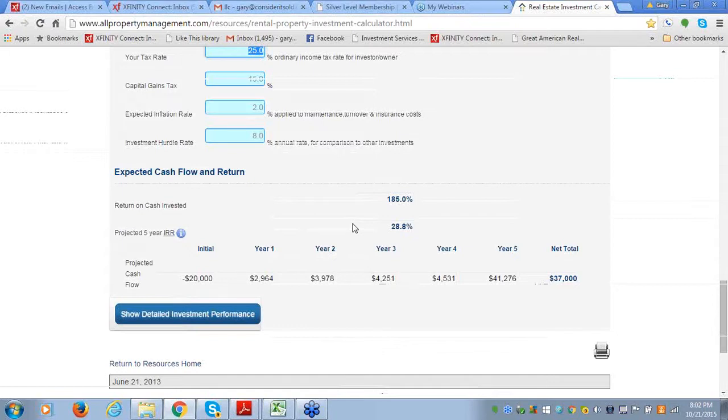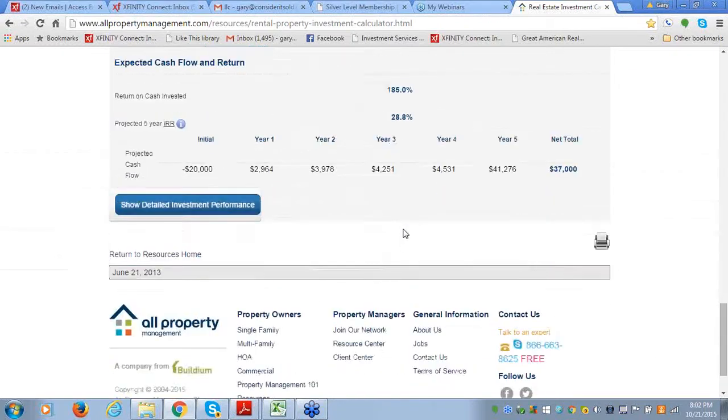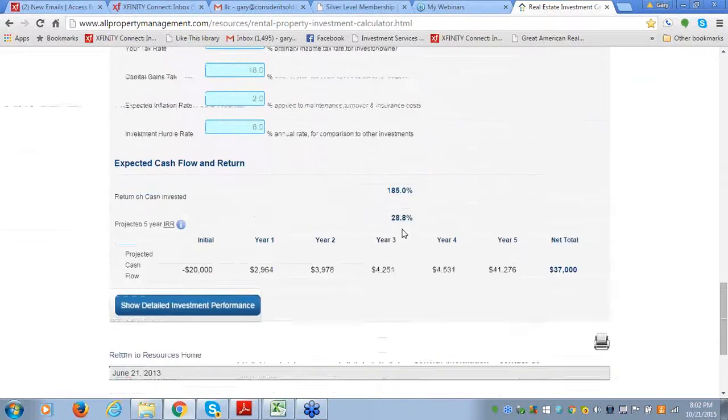You can see this at 28%, 29% internal rate of return. Return on cash investment is 185%. So again, you put down 20,000 and you get 37 back. That's a 185% return on cash invested. Okay. All right, that's probably all I want to go into right now for this rental property reporter.